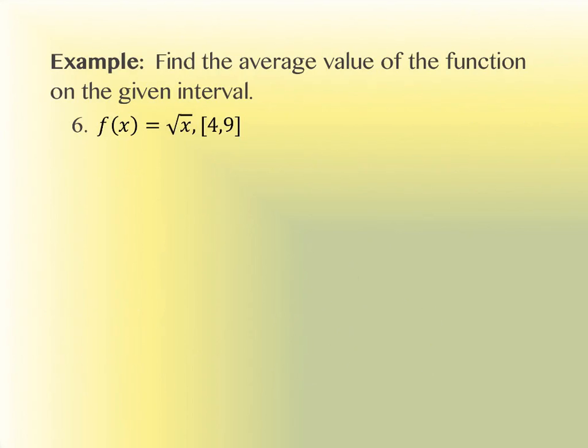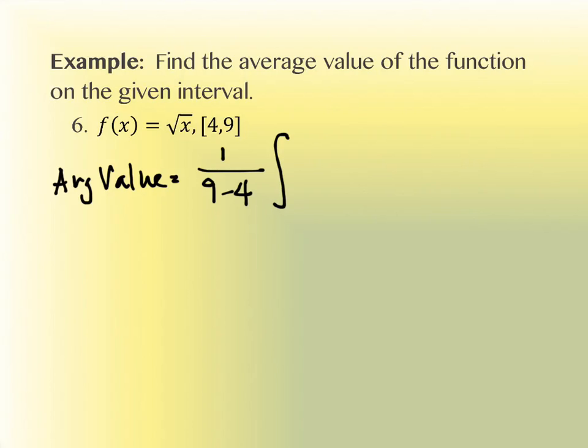So we're going to take a function. Our function is the square root of x. Our interval goes from 4 to 9, and I'm wanting to find the average value. So my average value will be 1 over 9 minus 4, the length of the interval. And the length of this interval is 5, right.